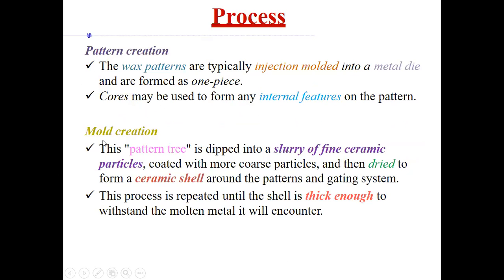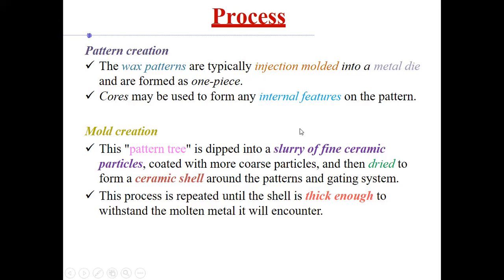Pattern creation, then mold creation. The pattern tree will be dipped into a slurry of fine ceramic particles, then coated with more coarse particles, and then dried to form a ceramic shell. They will be dried multiple times. You dip it once, you dry it. Again, you dip it, you dry it. So 3-4 times, depending on the thickness you are trying to achieve.